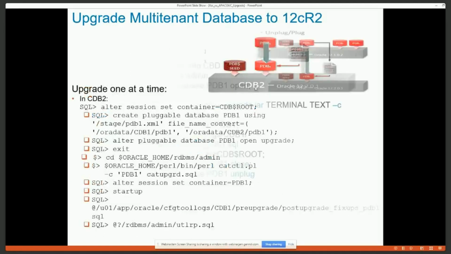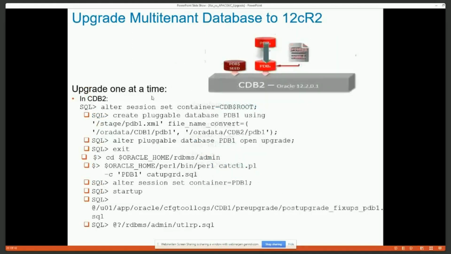CDB1 is the old version. You come to CDB2, and basically plug in this database. You take that PDB1 and plug it into CDB2. Then once you plug in, you open it for upgrade. So you just take it from the old version, plug it into the new version, and then you run the upgrade. If your PDB is very complicated, you still can use a parallel degree if you want. Then after that, you run the post-upgrade script.